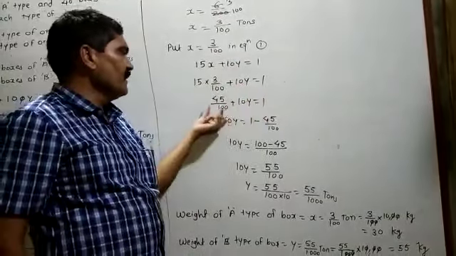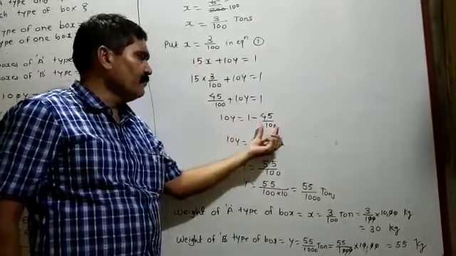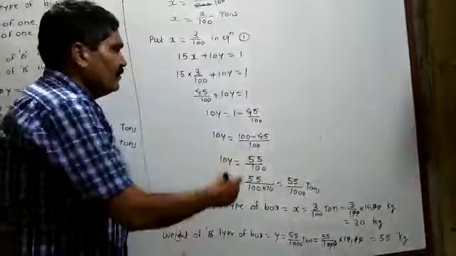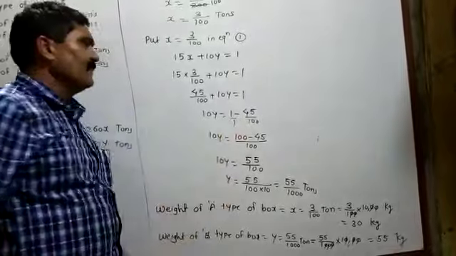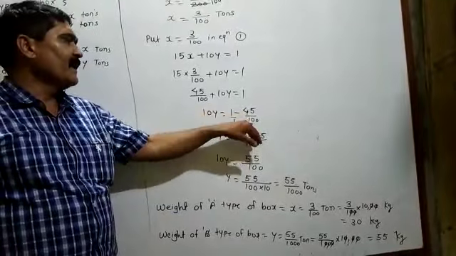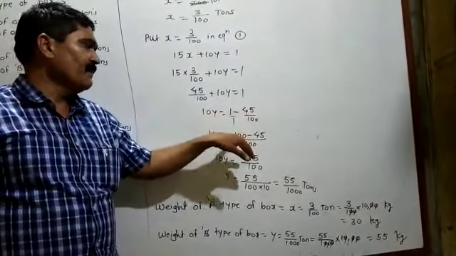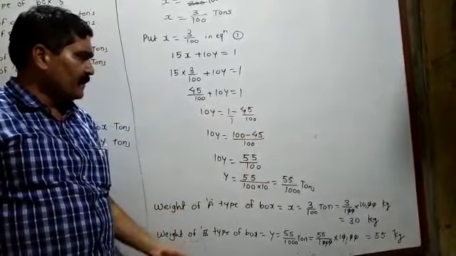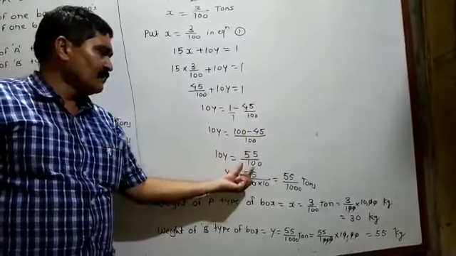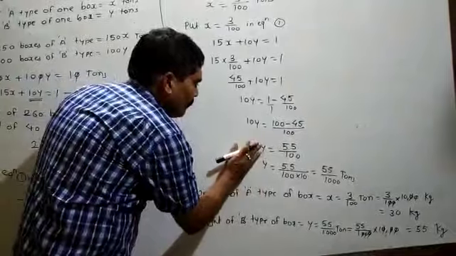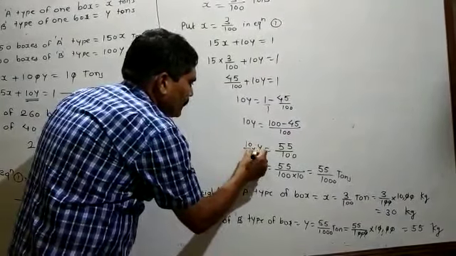Collect the numeric terms together. Plus 45 upon 100 becomes minus 45 upon 100. Then you have to do the cross multiplication because the denominator is 1. After multiplying by 1, 100 multiplied by 1 and 45 multiplied by 1, 100 minus 45 upon 100. This multiplied by 10 you have to transpose downside. This 10 means 10 upon 1 multiplied by y.